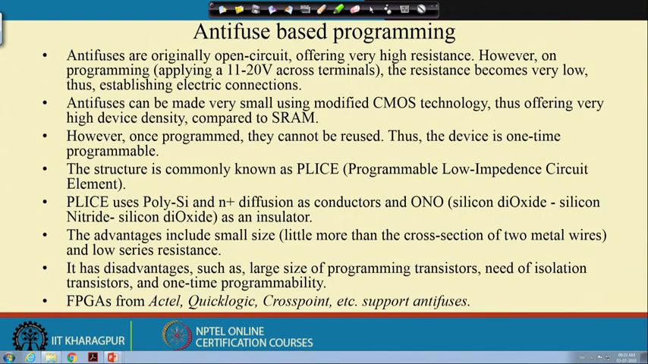FPGAs from Actel, QuickLogic, Crosspoint support these antifuses. These are some of the standard FPGAs that support this antifuse based programming.